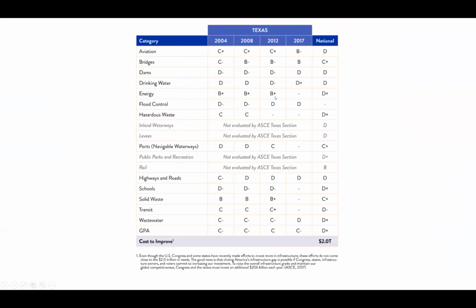Thank you for that clarification. That would make sense if they didn't list it, although a counter argument would be that in 2004, 8, and 12, they had the same grade of B plus and they listed it at that time. So you will note that not only energy, but there are other categories that weren't listed as well: ports, hazardous waste, schools, solid waste, and so forth.